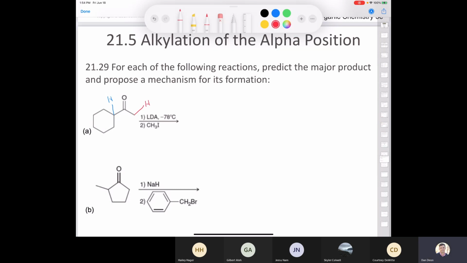Yeah, absolutely, Skylar. It's going to be the red proton. Why? Because it's less sterically hindered. So we're going to pull this proton off. I'm going to draw the intermediate that would be formed. So this is the enolate, and it doesn't ask you to draw this, but hey, it's just fun.